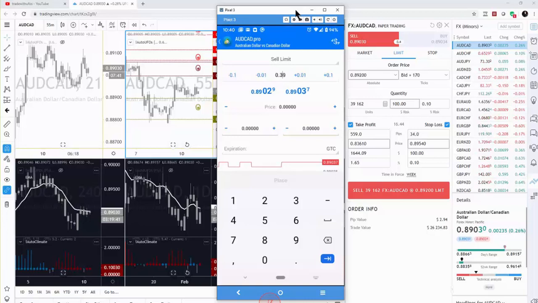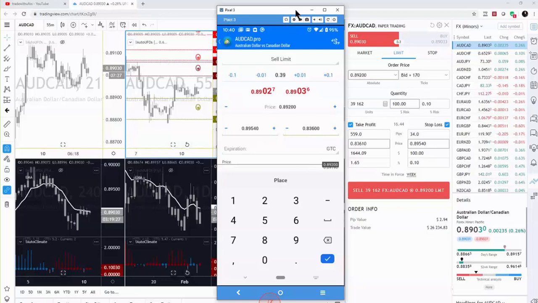Next, the price. We said 89.20 is the entry. We also said the stop, red color, is 89.54. And finally, the final target we said was going to be 83.61, if I am not mistaken. Okay. Now, before we click the button, good practices.